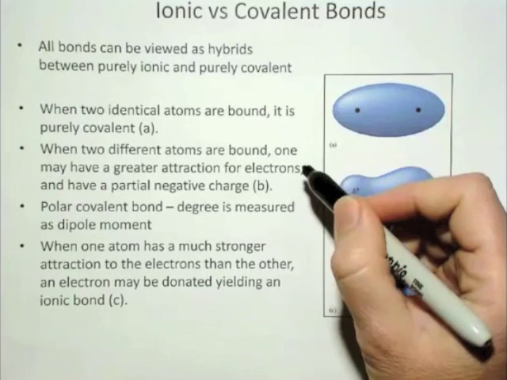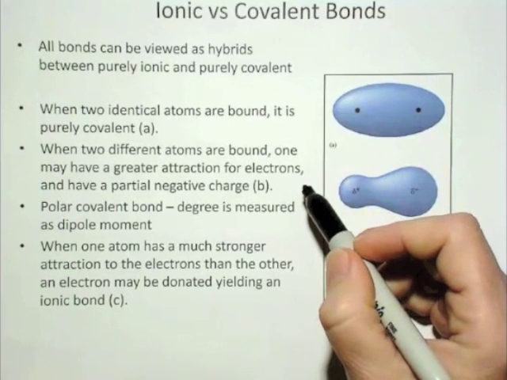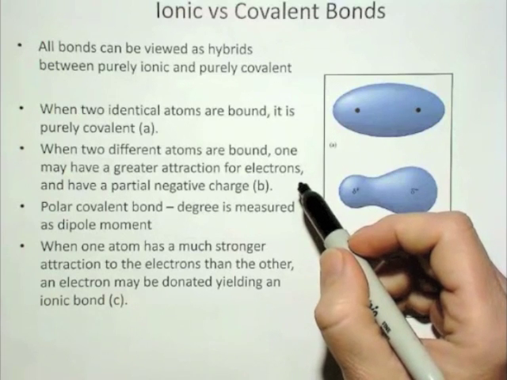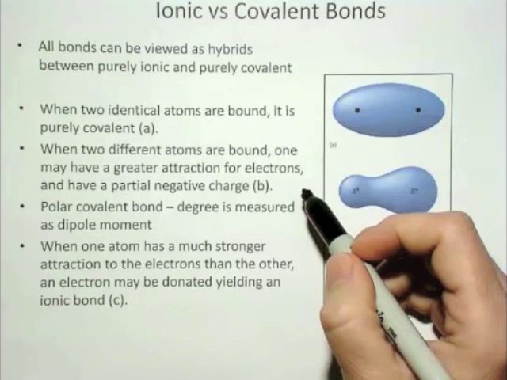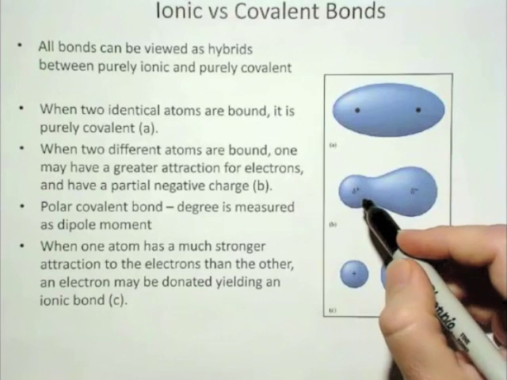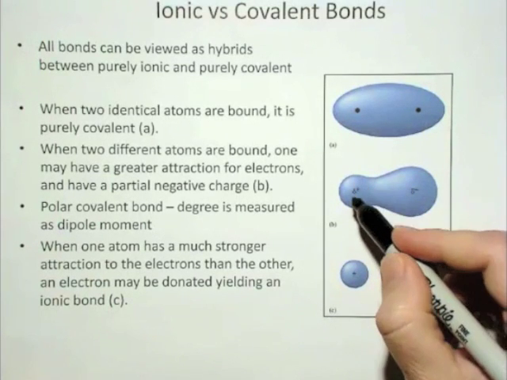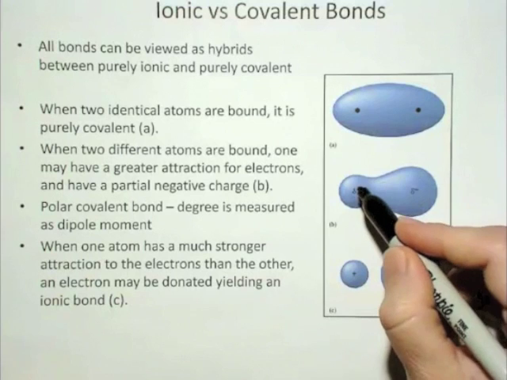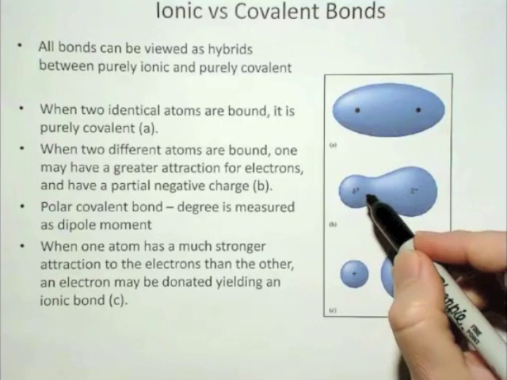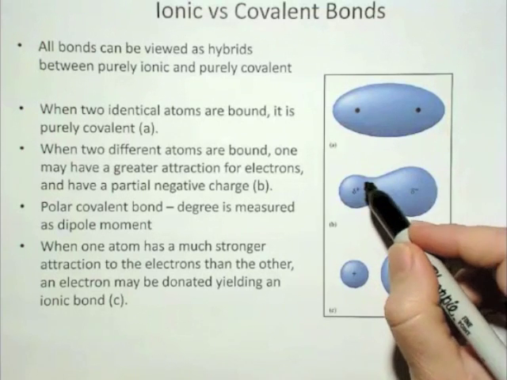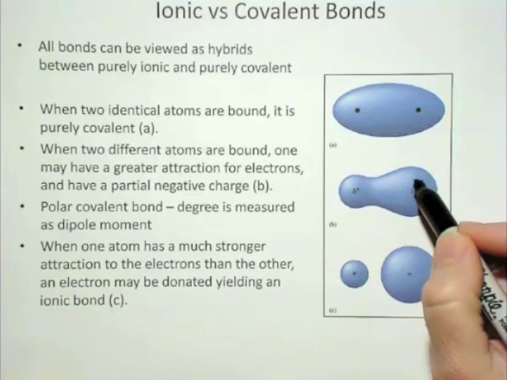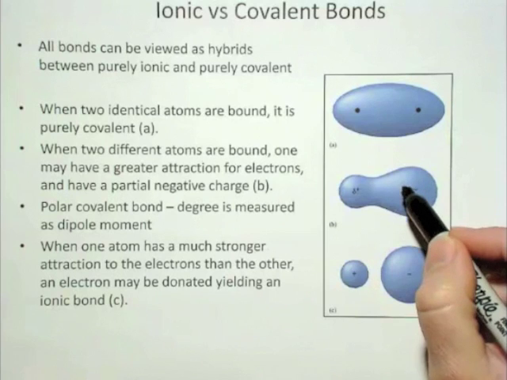When two different atoms are bound, one may have a greater attraction for the electrons, okay, and in that case, that atom that has a greater attraction might carry a partial negative charge. Okay, in this case, this is a covalent bond between two atoms where the electrons are not equally shared, and the way we model that is with this electron cloud, showing that the electron cloud is bigger around the atom that has the greater attraction for the electrons.